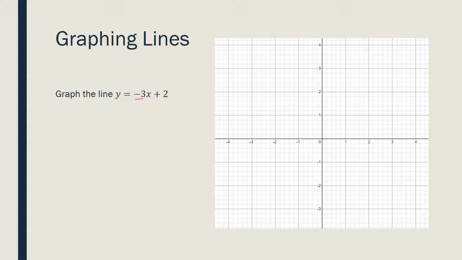Okay, so we have our gradient and our y-intercept. Our y-intercept is 2. Our gradient is -3, so it's going to go down 3, or rise -3 and run 1. So we're going to get this point there. So the line for this one is going to look like this.